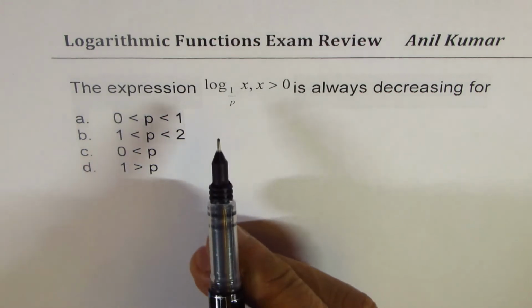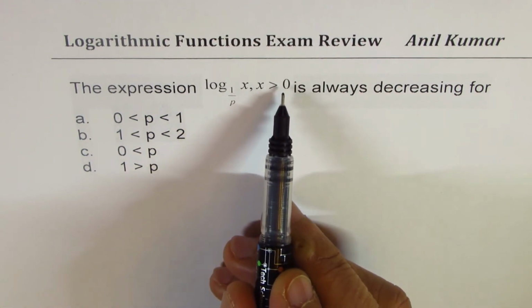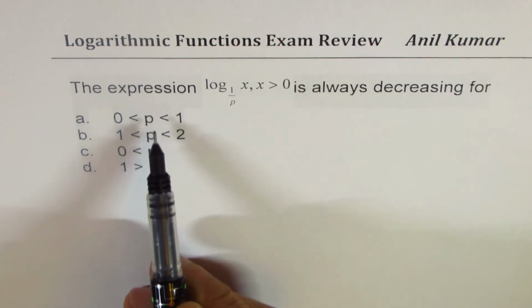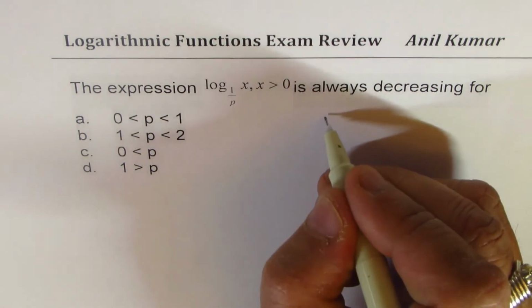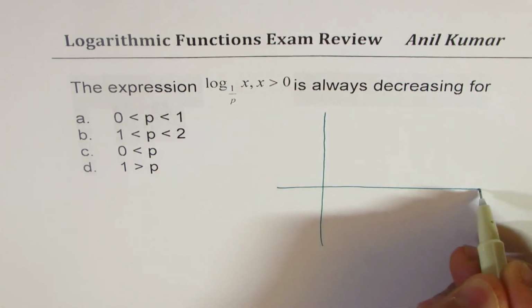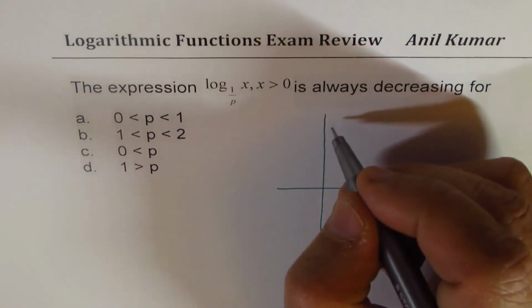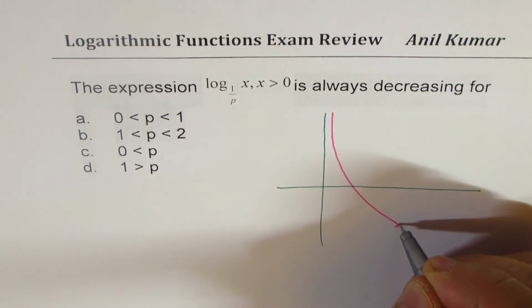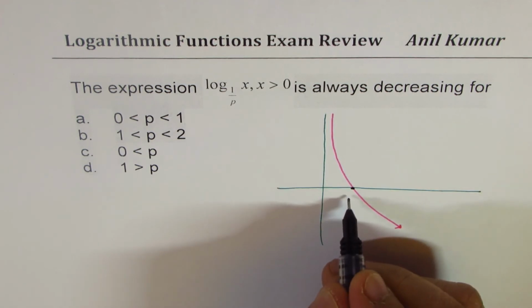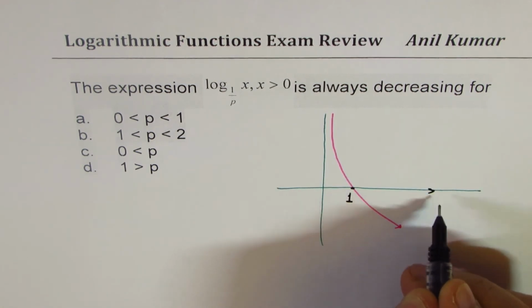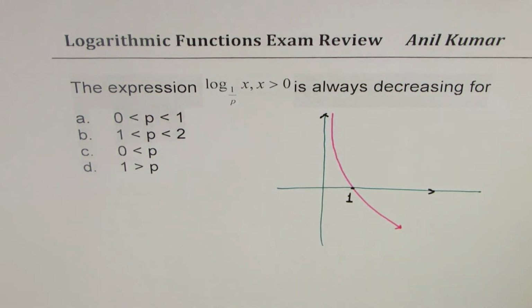The expression here is log to the base 1 over p of x, where x is greater than 0, is always decreasing, for which 4 choices are given to you. I'd like you to go through these choices, and let me sketch once again the logarithmic function, what we want. Always decreasing really means something like this, correct? That is always decreasing. Now, as you know, this point here will be at x equals to 1.